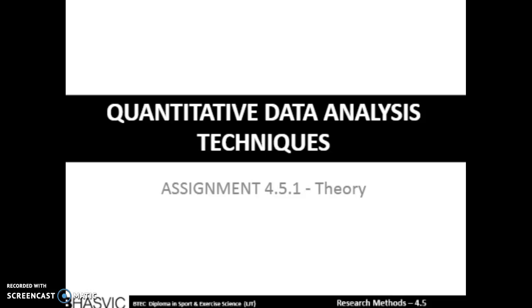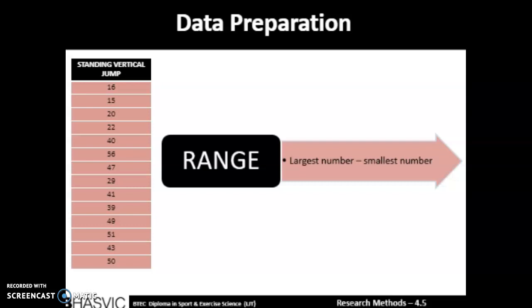Firstly, we're going to be talking about data preparation. There are many words that we use when we're describing how to prep data. The first one we're going to talk about is range.